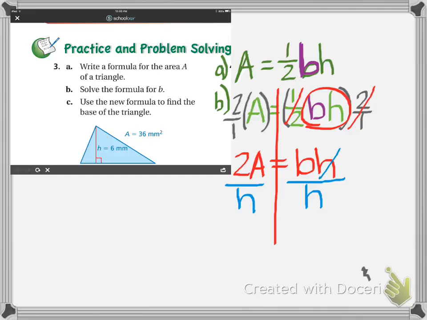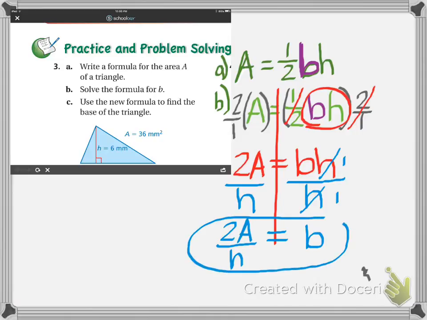We've done a lot of work with cross-canceling. We know that anything divided by itself is 1. So now we have just B left on the right-hand side, and that was our goal. There's nothing to simplify on the left-hand side, so we just leave our formula like this. 2 times A divided by H equals B. Or you can say 2 times the area of the triangle divided by the height of the triangle will tell us what the base of the triangle is.